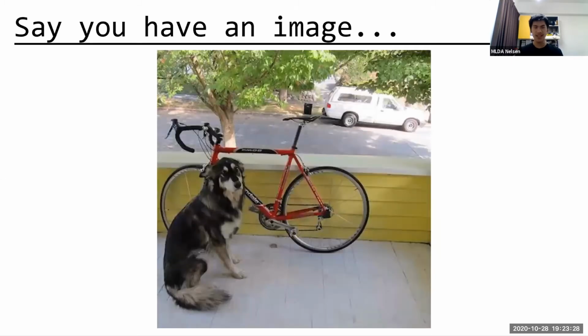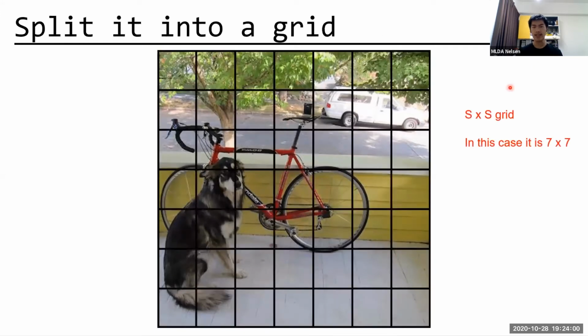Let's say we have an image. How can we do object detection? We can see there's a dog, a bicycle, and a car, three different objects in a single image. How can we classify them one by one, as well as know the location of each object using a bounding box? First, YOLO approaches this by dividing the image into an S times S grid.